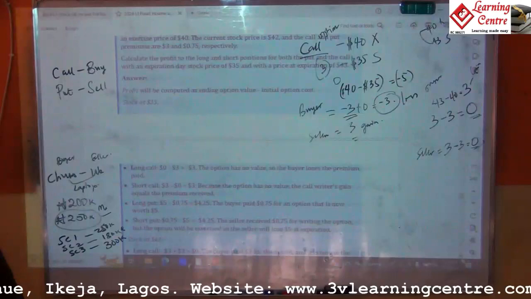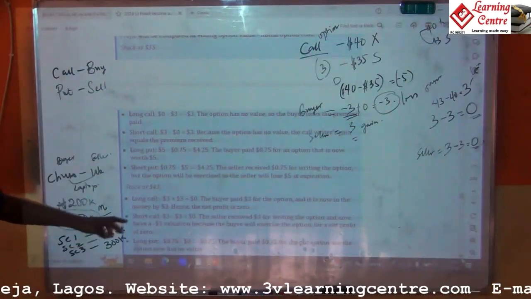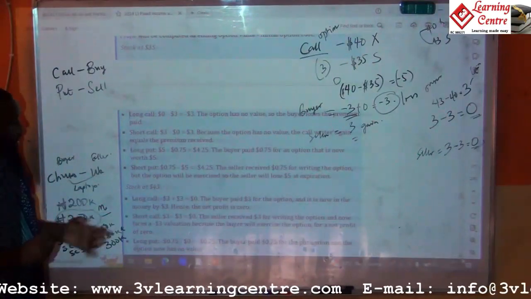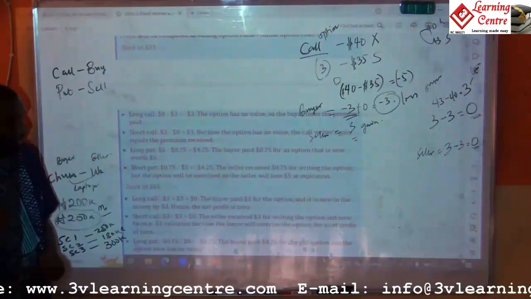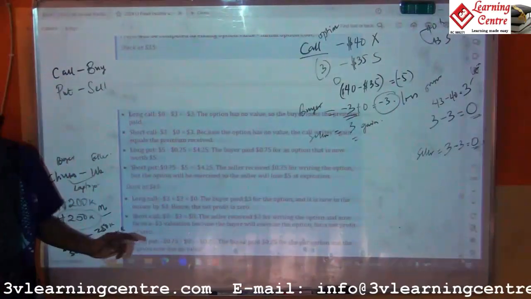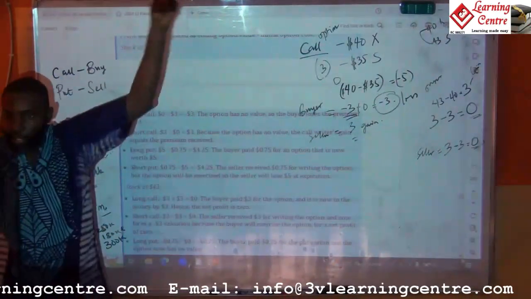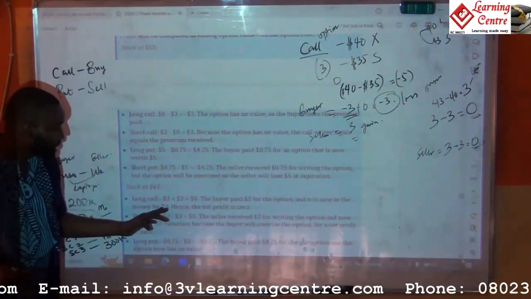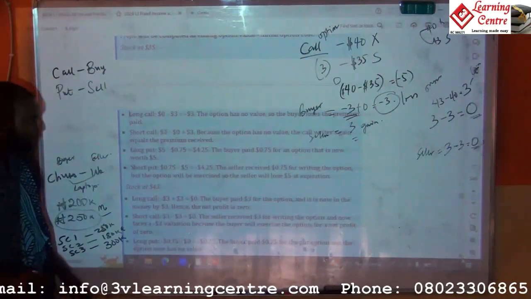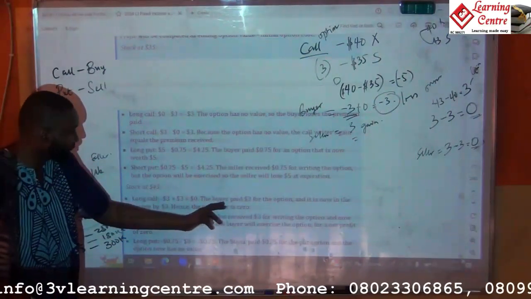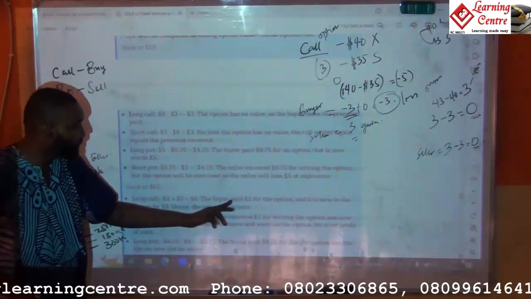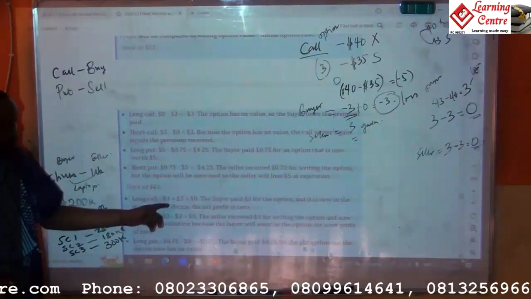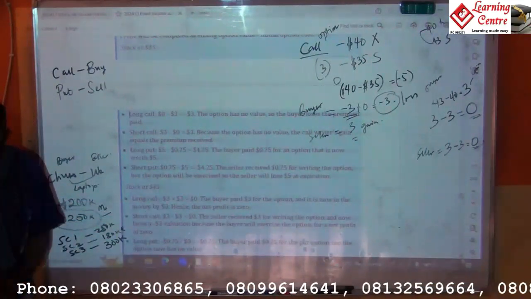So if we go back to the 43 option, which is this long call, the buyer of the call paid $3 for the option. And now the option has gained $3. But because of that $3 he paid, his net is what? 0. So going back to Tosin's example, if here he only gained $2 and the premium he paid was $3, it means he has lost $1.